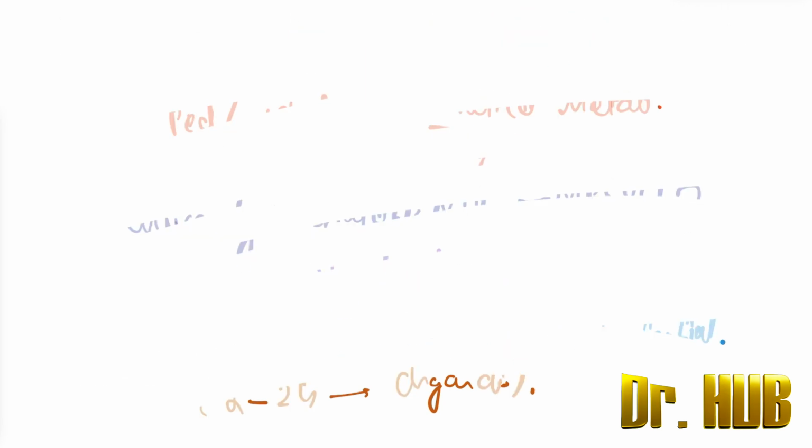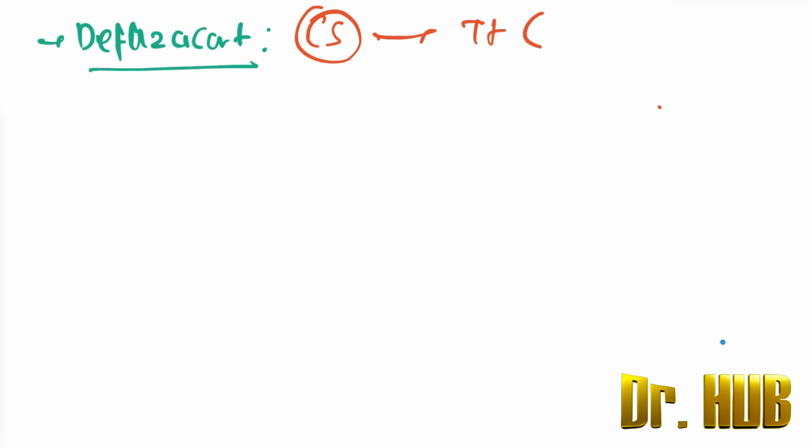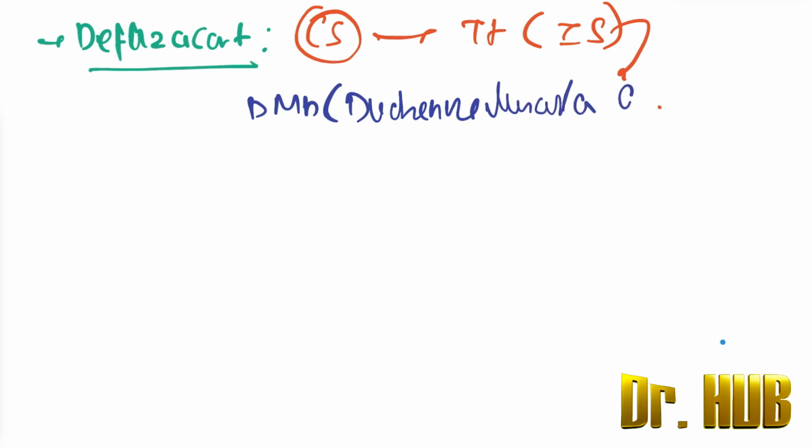Next, we move on to deflazacort. Deflazacort is a corticosteroid used to treat patients 5 years or older with DMD. So what is DMD? DMD stands for Duchenne muscular dystrophy. So D for D, deflazacort is used for Duchenne muscular dystrophy.